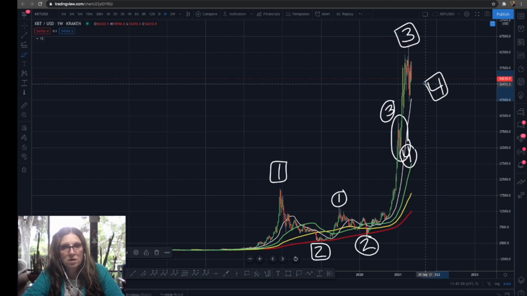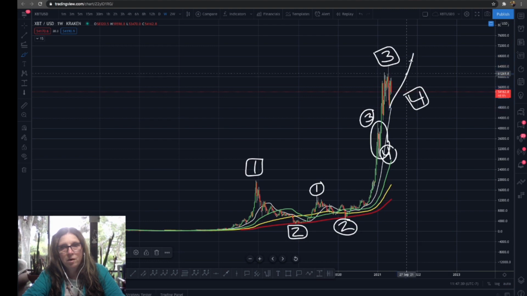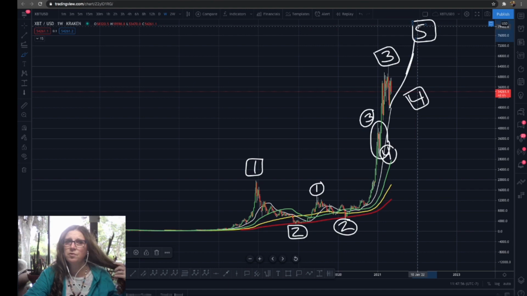Where we are in this: after a fourth, we need a fifth. That will be somewhere up here. What the exact price will be, I don't know, because fifths can get very overextended. Very overextended. So I think when this fifth comes, it's going to be that parabolic, massive blow off top that we're looking for. And then we'll get some type of correction.